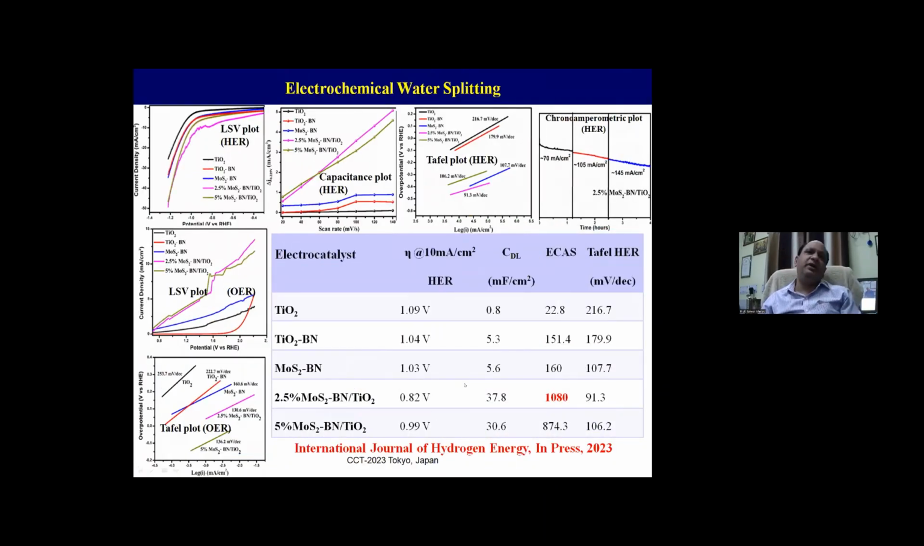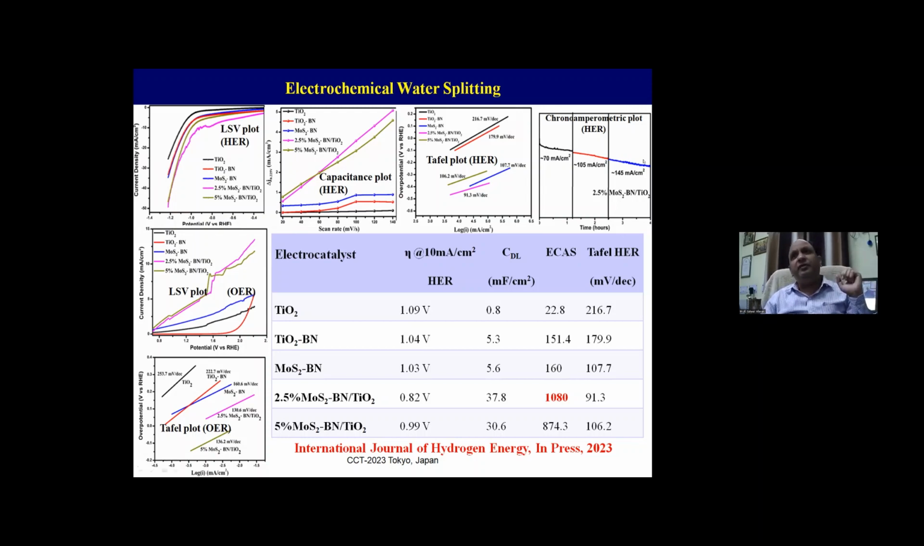And this is the electrochemical water splitting, and this is the LSV plot for the hydrogen evolution, which shows the low onset potential and the Tafel slope. Here you can see the low value of the overpotential and Tafel slope, which was around 91.1 for 2.5% MoS2-BN loading over TiO2, which shows the efficient HER reaction.